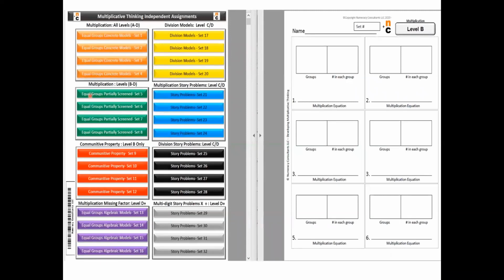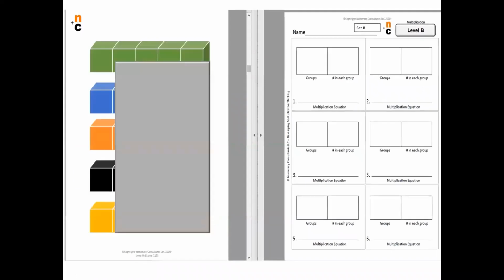If you take a look right here, we're going to go ahead and say, well, what if you are working on multiplication levels B through D? This is just equal groups with partially screened models. So instead of the models being able to see everything, there's going to be a partial screen to it. Okay. So again, here's what we have right here. We have a model, it's screened. We're not going to be able to count all of them, and that's fine.